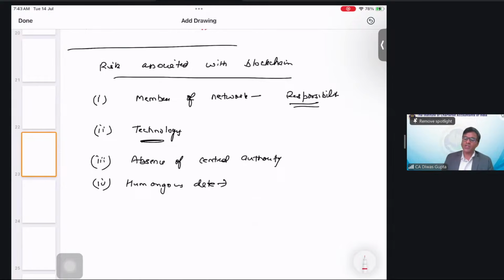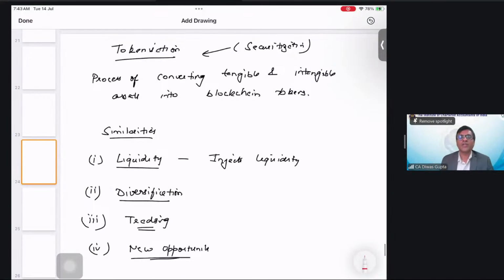Risk associated with the blockchain. There are different members of the network. It would be very difficult to fix responsibility on any specific person. Then it's more about technology, right? Technology which is very hard coded in the background. There is a code that runs. Again, there is an absence of central authority, and we are talking about humongous data here, where people from all around the world are actually going to change things.